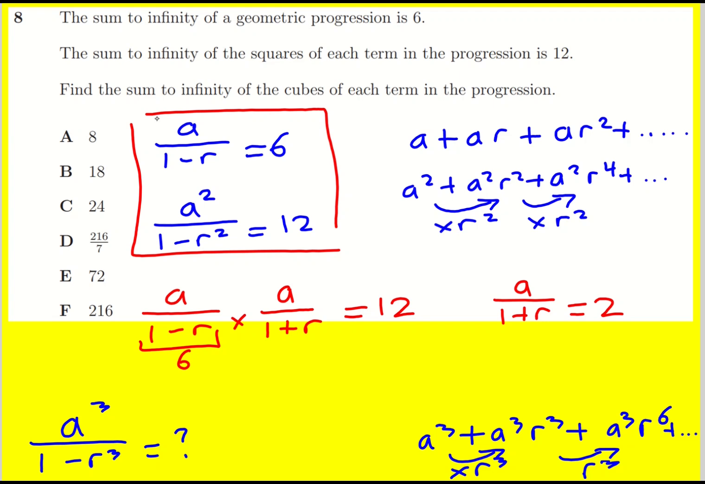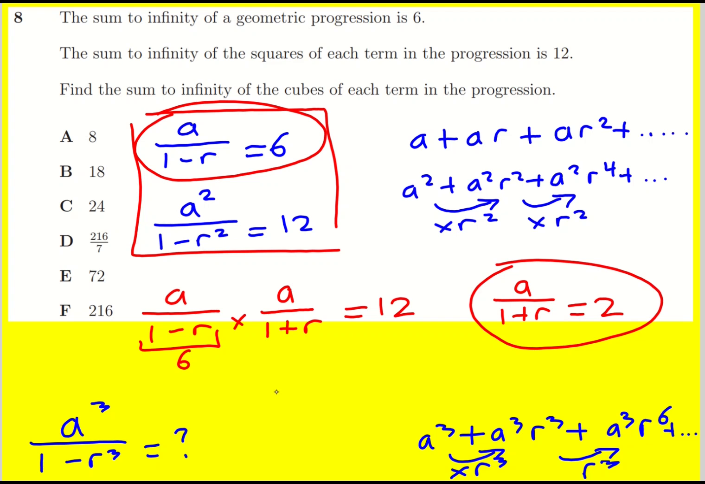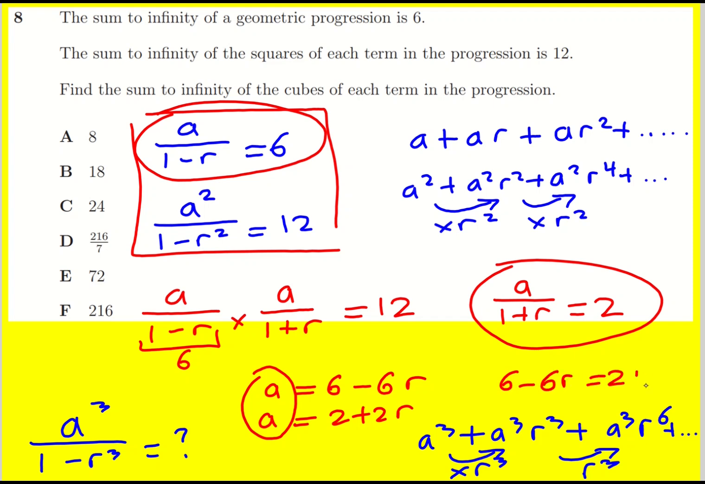Okay, right, I will go back to what I was doing now, but now I've got this equation and this equation, no squares anymore. So a is going to equal 6 minus 6r, and a is going to equal 2 plus 2r. And I can combine these together because these two must be the same. So 6 minus 6r is equal to 2 plus 2r, and that means 8r is equal to 4, so r is equal to a half. And I can just sub that back in to either one. a is going to be 6 minus 3, a is 3.